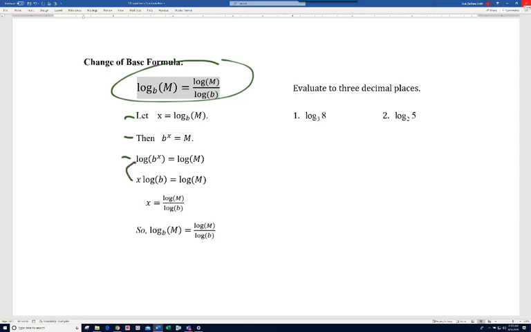Going from here to here, they use something that we will talk about in the next section. We're actually able to move this exponent out front. So you'll see that when we get to the next section. And then finally, I just divided both sides by the log of b, and we get x solved. But remember, we said that x was log base b of m, and so that's how we get our final answer here, which is what we were trying to prove.